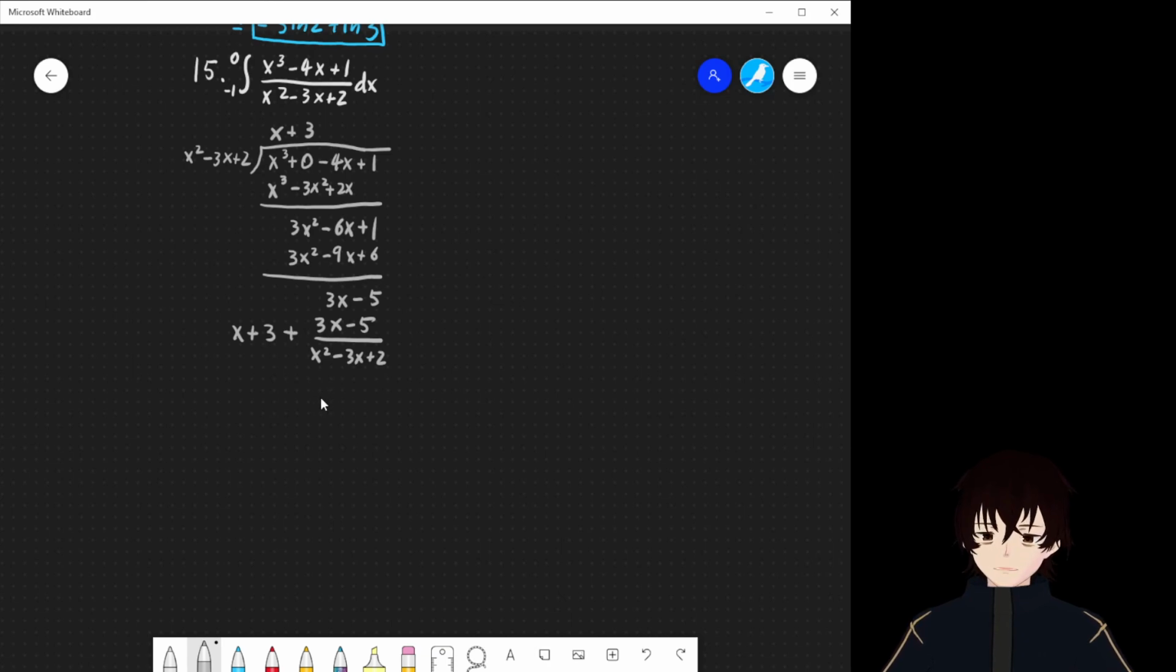Okay, we can do this. This is just (3x minus 5) over (x minus 1)(x minus 2). So that means that's going to be equal to a over x minus 1 plus b over x minus 2.